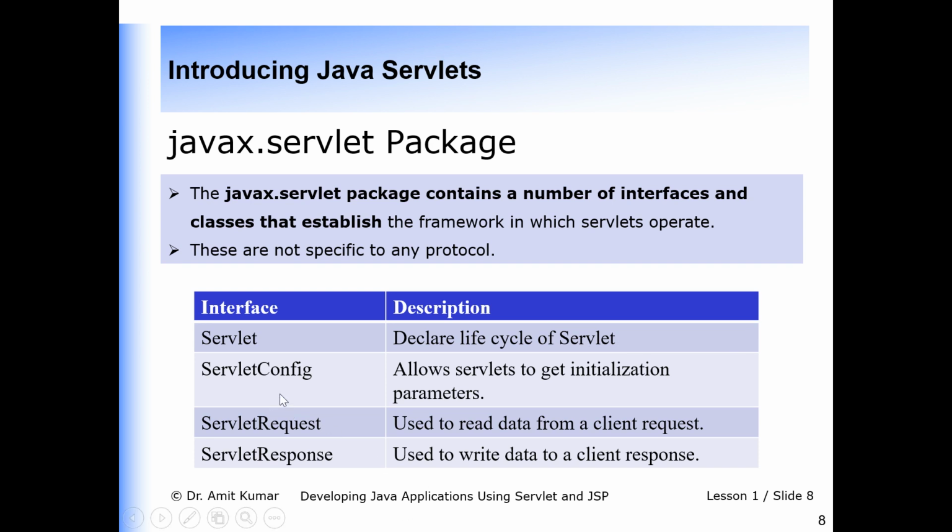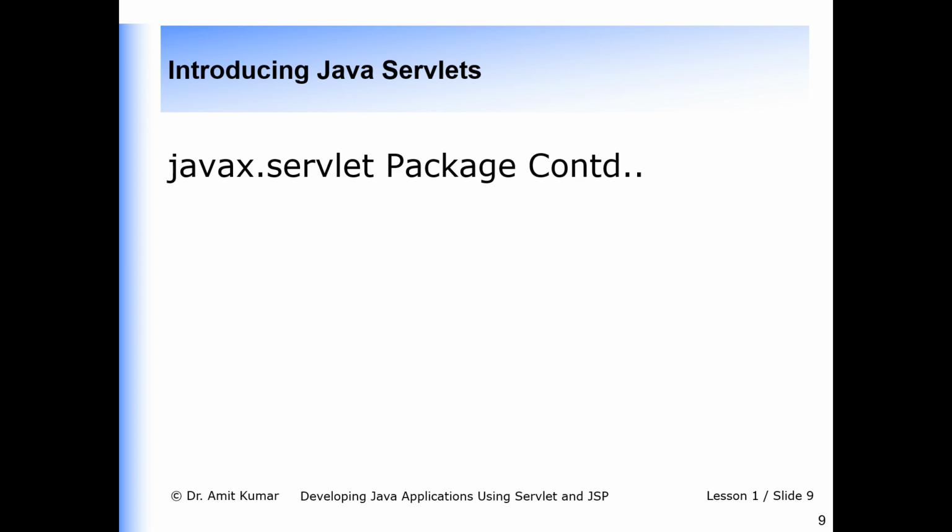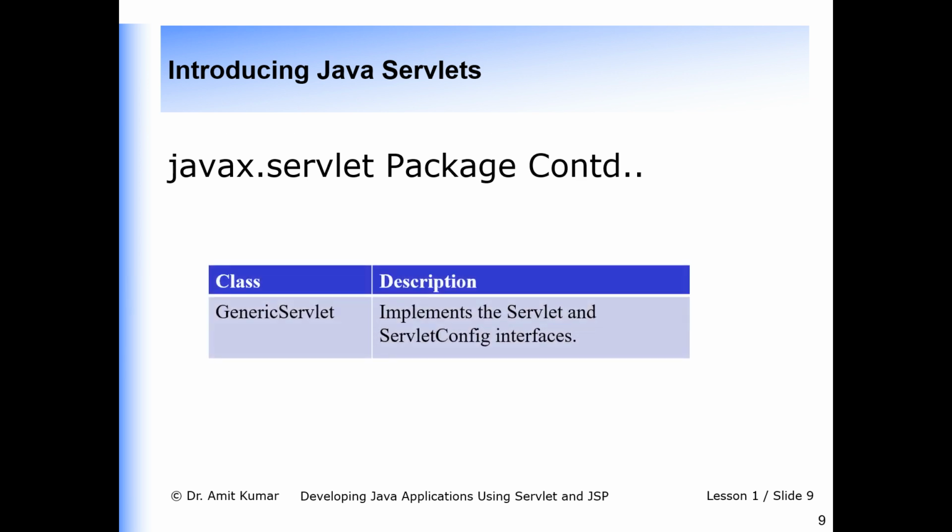The second interface is ServletConfig. The ServletConfig interface permits servlets to get initialization parameters. We will study this interface in detail in the next sessions. After this, we have the ServletRequest and ServletResponse interfaces. The ServletRequest and ServletResponse interfaces are used to read and write data from the client request and to the client response. After this, we have one more class, that is the GenericServlet class.